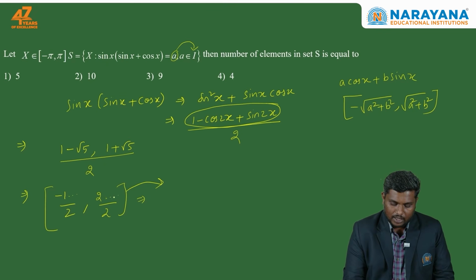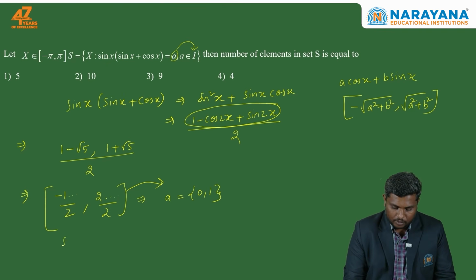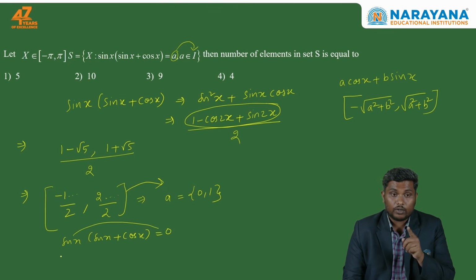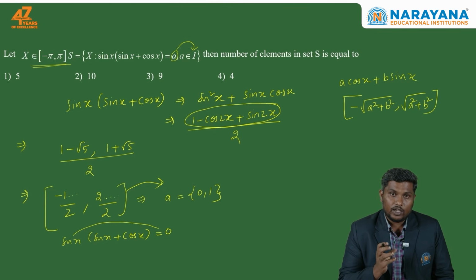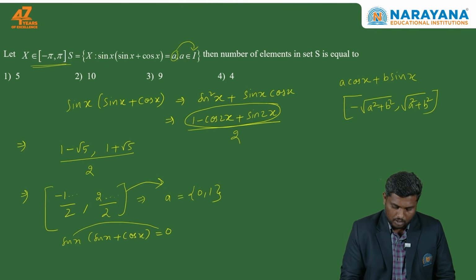One could clearly see there are only 2 integers. So a can be either 0 or 1. Now when a is equal to 0, sin x into sin x plus cos x is equal to 0. So guys, sin x can be 0. Now you could see in minus pi to pi, for how many values of x is sin x going to become 0? It is 0, pi and minus pi.